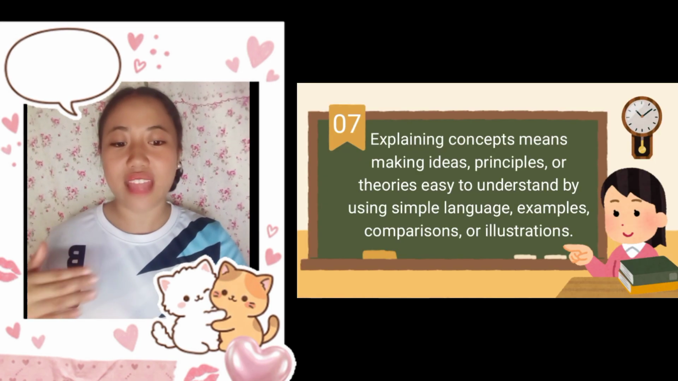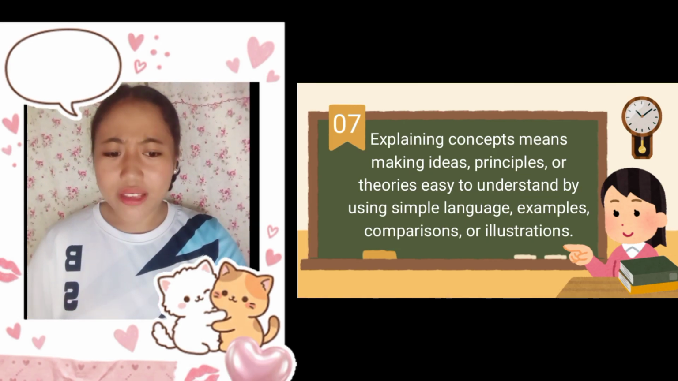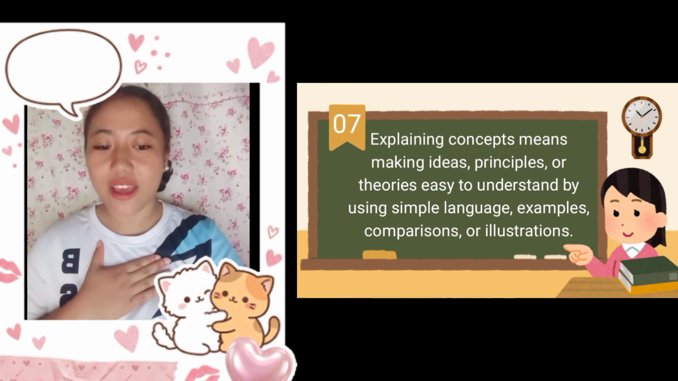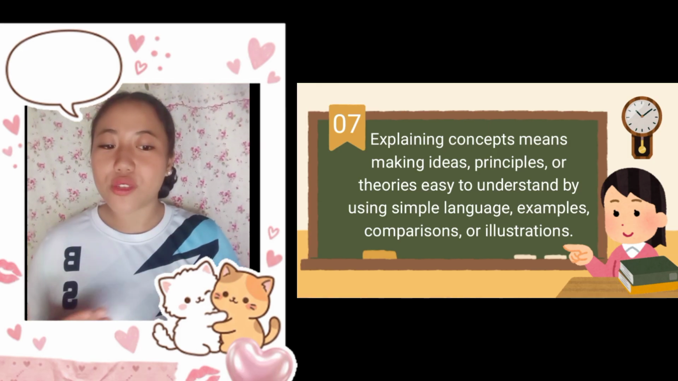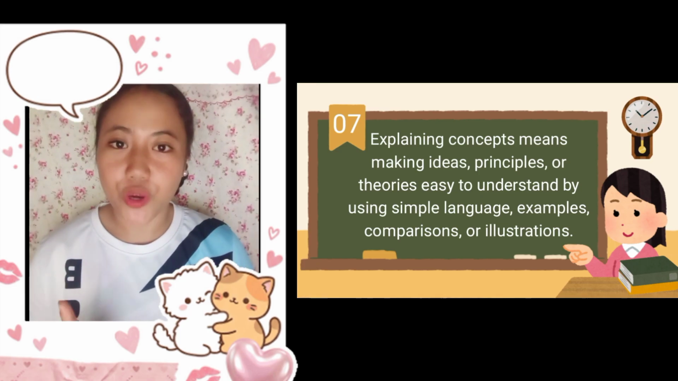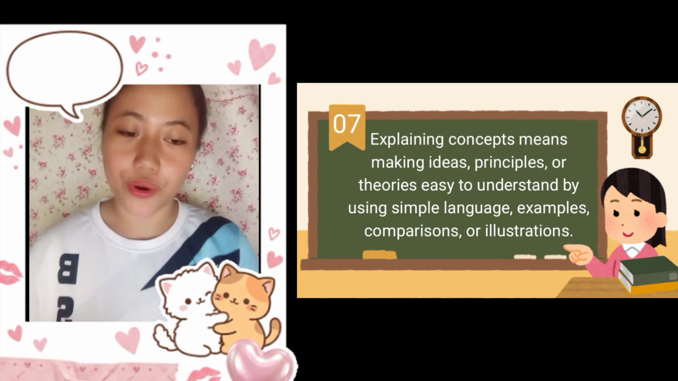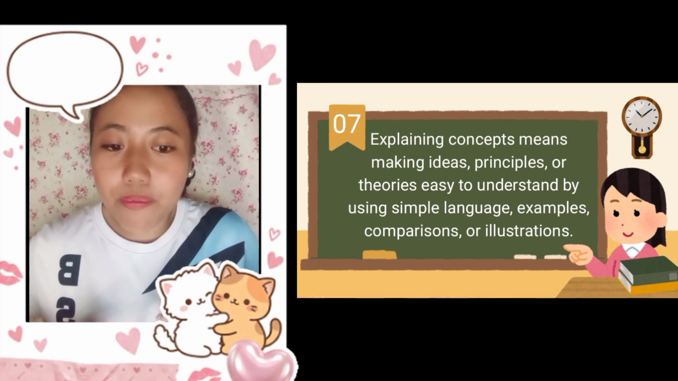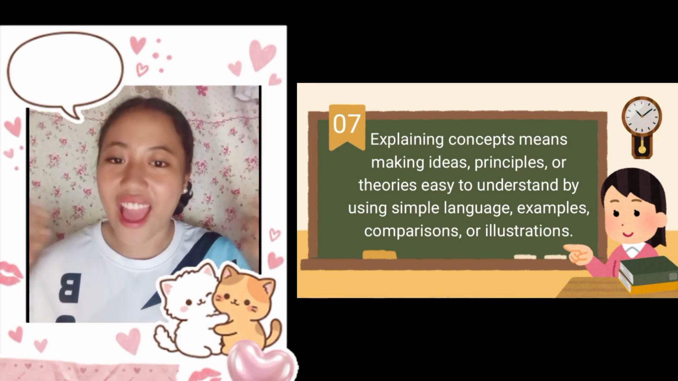So the next one is explaining concepts. Some topics are difficult to understand. As speakers, we should explain them in simple terms and use examples so the audience can relate to them. Don't use English words that cannot be understood by your listeners or audience. You should explain them in simple terms and use simple examples that they understand.